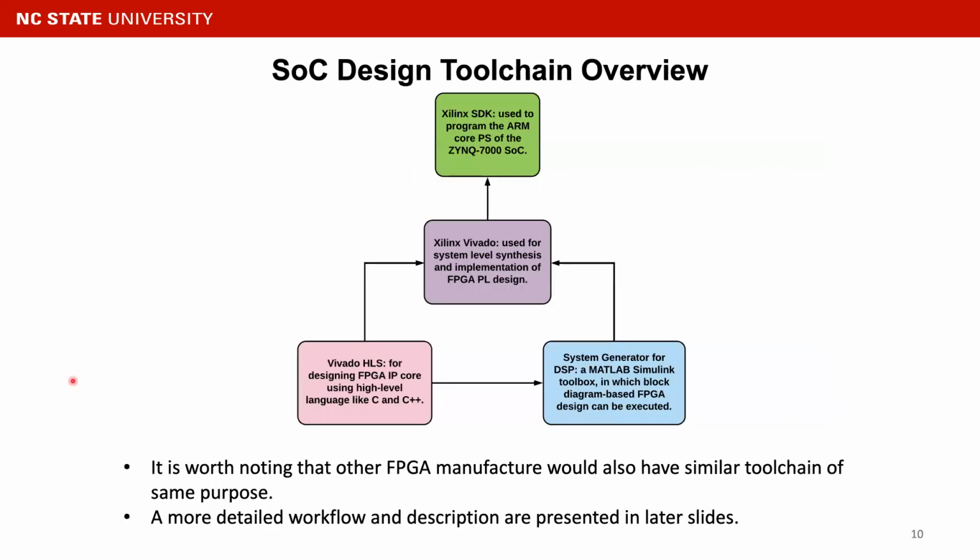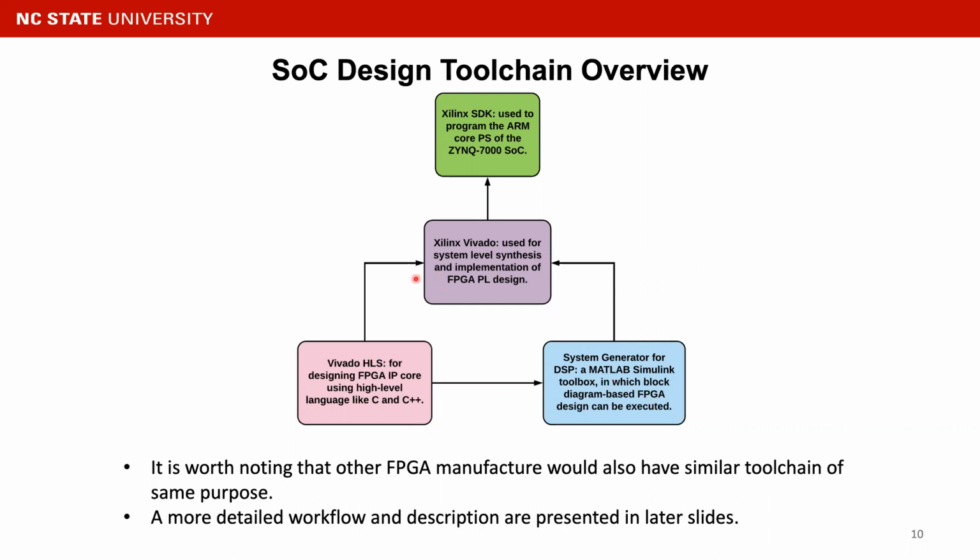Now, here's an overview of the SoC design toolchain. Here are the software tools we will be using for development on this platform. First, we have the Vivado High-Level Synthesis software. This is for designing FPGA IP cores using high-level languages like C or C++. And then we have System Generator for DSP, which is a MATLAB Simulink toolbox in which block diagram-based FPGA design can be executed.